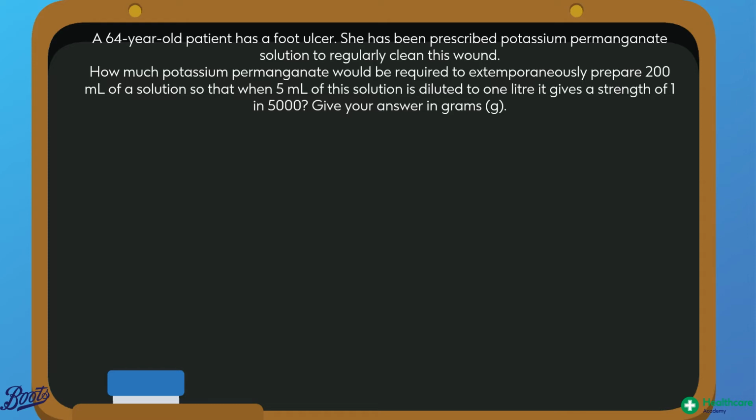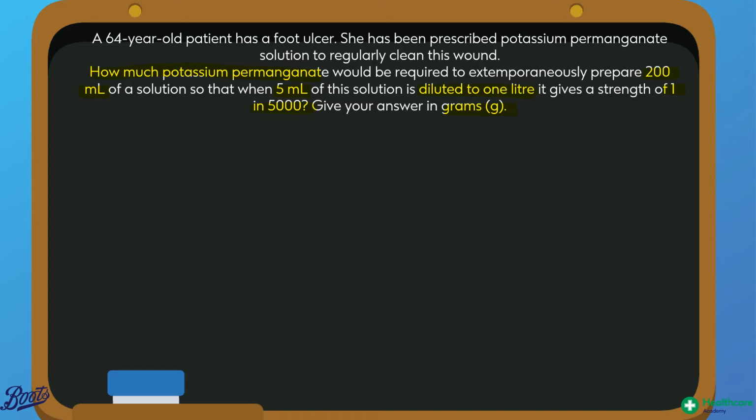So for this particular question, I'm going to start off by highlighting 200 milliliters because that's the final volume of our solution. Also, I'm going to highlight 5 milliliters, 1 litre, and then also 1 in 5,000. We need to answer our question in grams, so that's also important.